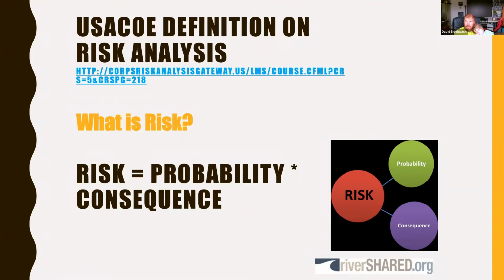So risk is simply a mathematical equation. It's the probability of something occurring times the cost of that occurrence or the consequence of that occurrence. Risk does not have to be based in dollars and cents, but in general, it's usually easiest to base risk in dollars and cents because it's one of the easiest currencies that we seem to know to work with.